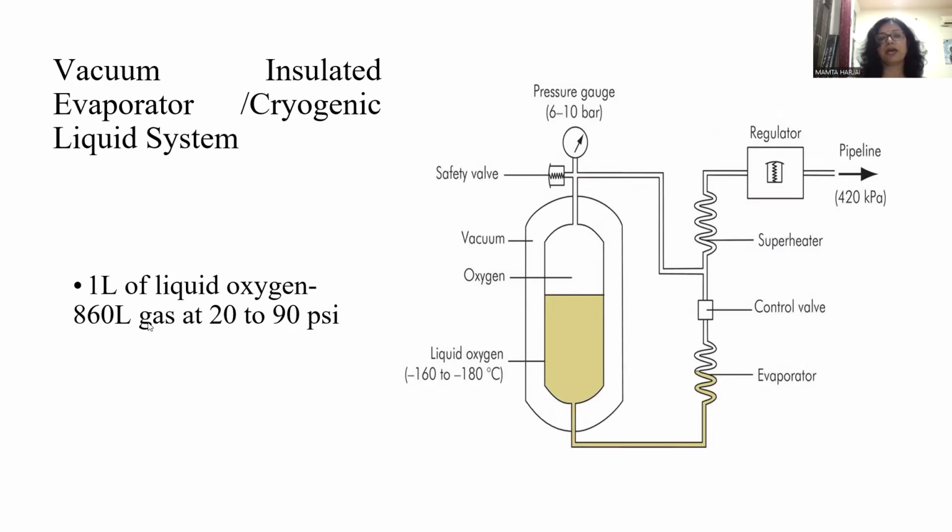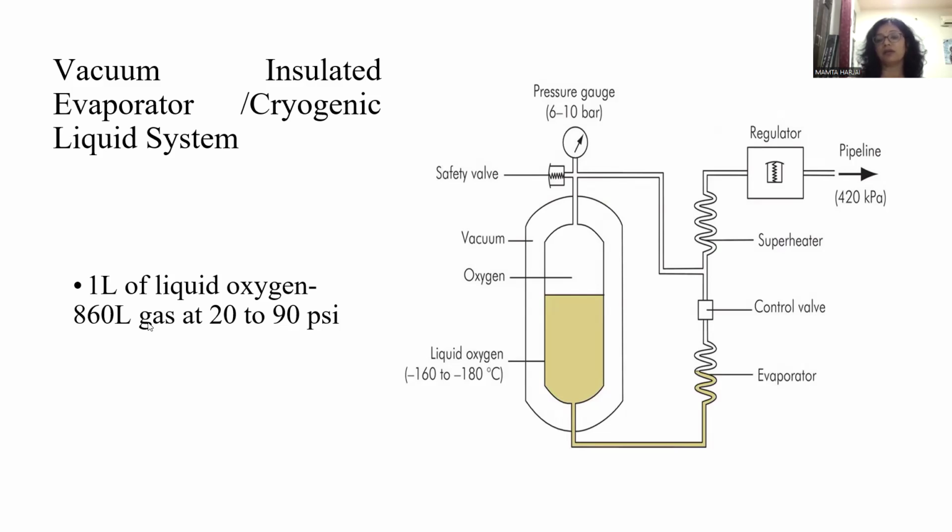So this is the principle behind the cryogenic plants, which are also called vacuum insulated evaporators or cryogenic liquid systems. 1 liter of liquid oxygen can give 800 to 860 liters of gas at 20 to 90 psi. So it's cheap, and large amounts of gas can be produced. This is basically a tank, which is an insulated vessel. The outer layer is made of chrome steel and the inner is of stainless steel, and it is insulated by a vacuum. This vacuum obstructs the heat transfer from the exterior.